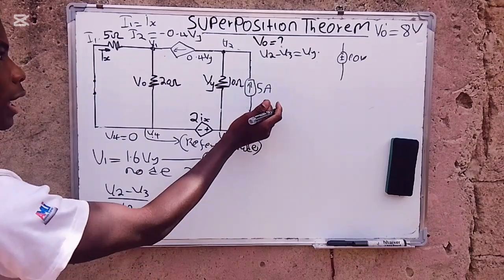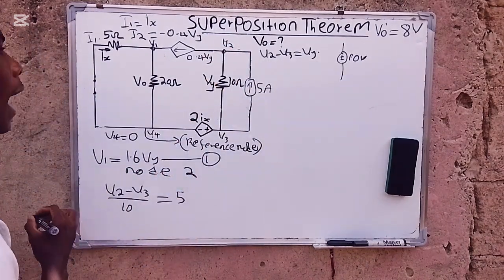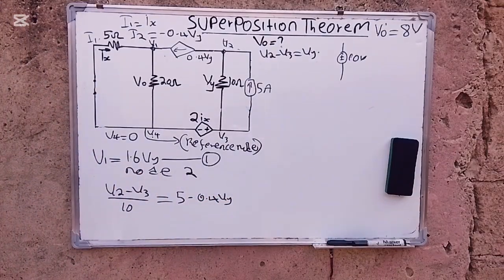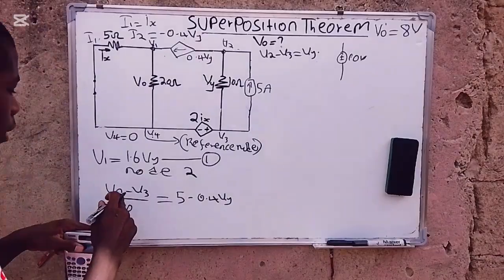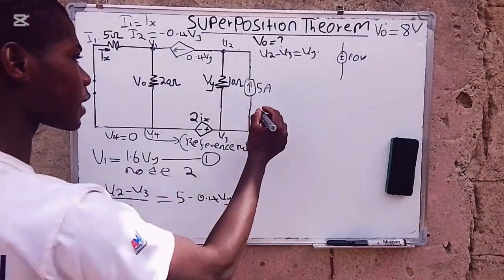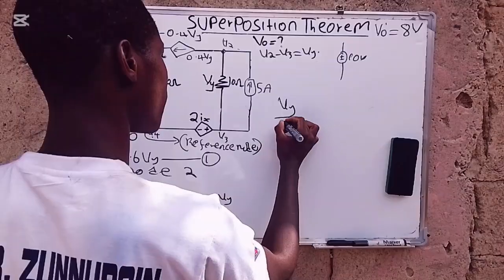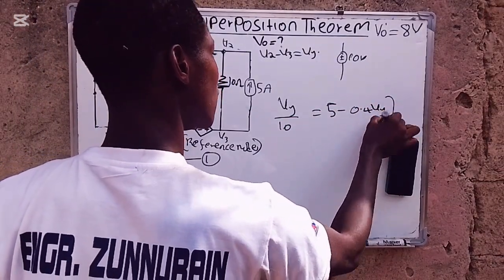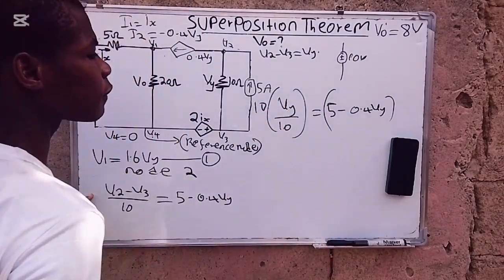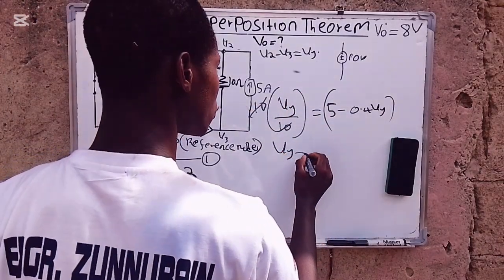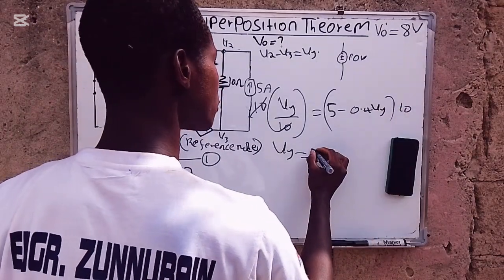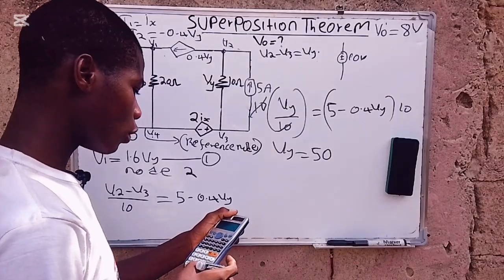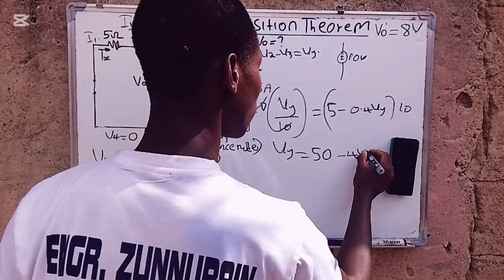So this should now be equal to the current going through this node, which will be positive 5, and the current leaving this node should be minus 0.4 Vy. Let me make this Vy, divided by 10, and it will equal 5 minus 0.4 Vy. Let me multiply both sides by 10. 10 will go with 10. Therefore, Vy should now be 10 multiplied by this, which gives 50, and 10 multiplied by 0.4 Vy gives 4 Vy.